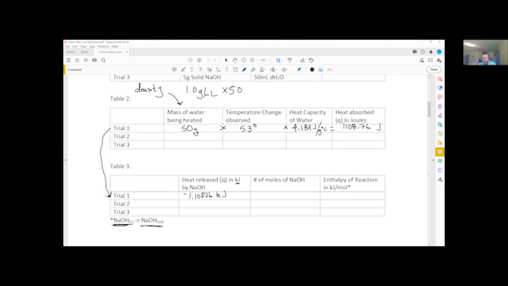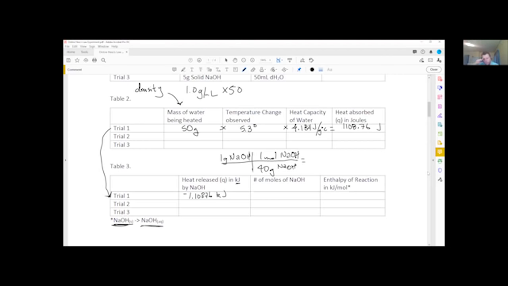The next column on table number 3 is number of moles of sodium hydroxide. Well, we know the mass of sodium hydroxide that we use, 1 gram of NaOH. We need to convert that from the mass we've been provided with to the number of moles. I know that the molar mass of sodium hydroxide is 40 grams NaOH, that is equal to 1 mole NaOH.